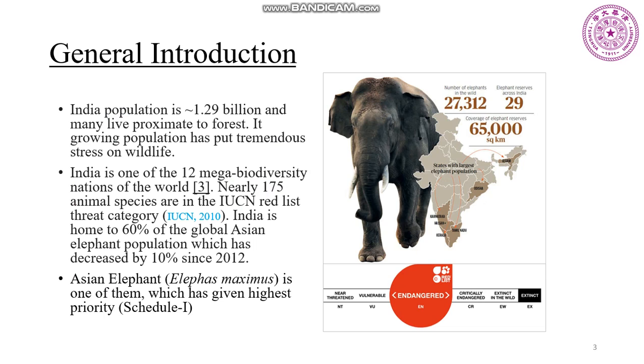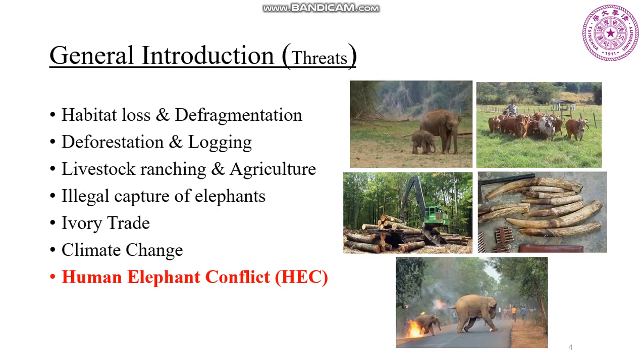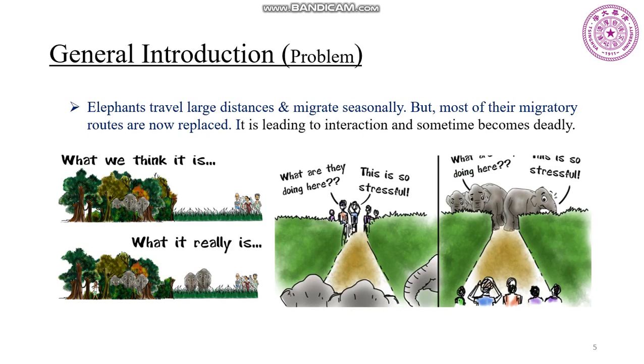The Asian elephant is one of them, which is categorized as an endangered species according to IUCN. India is home to 60% of its total population, which has decreased by 10% since 2012. That's why it has been given the highest priority. The major threats are habitat loss, ivory, and climate change, but the main issue is human-elephant conflict.